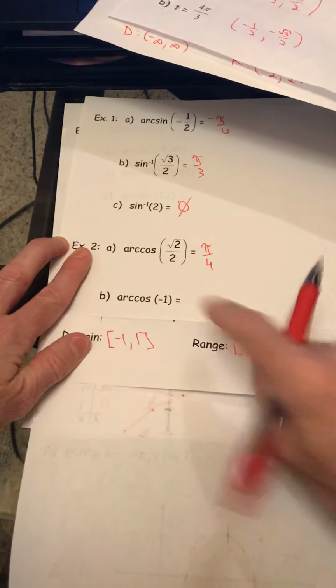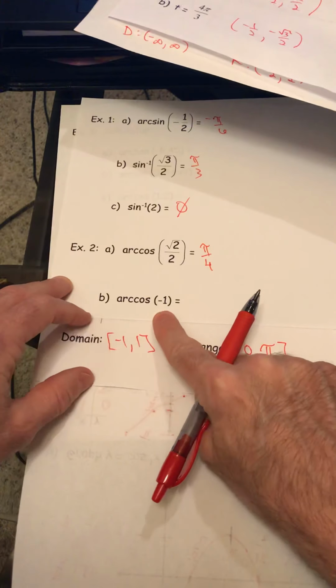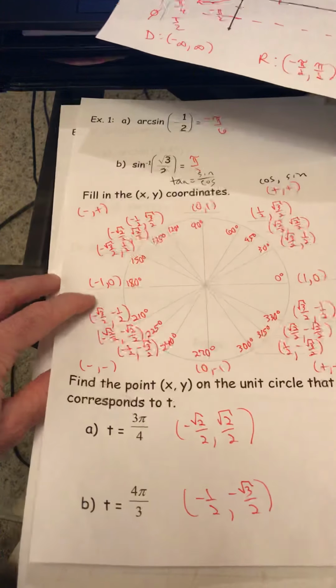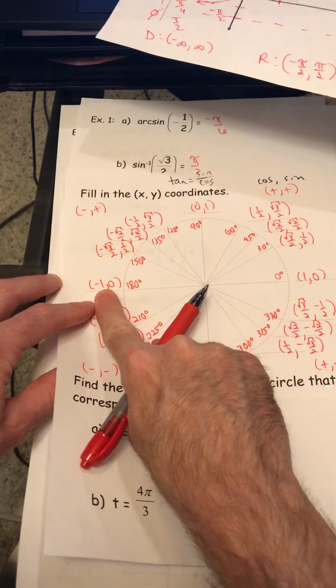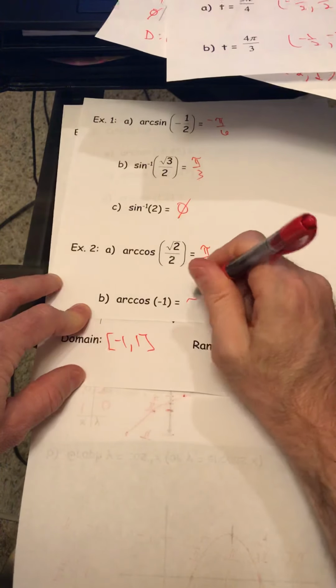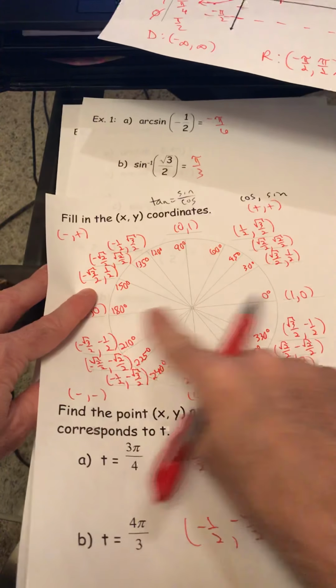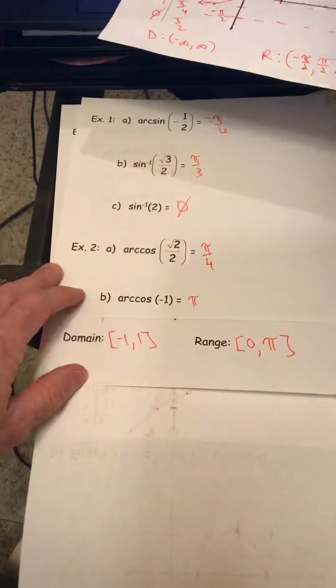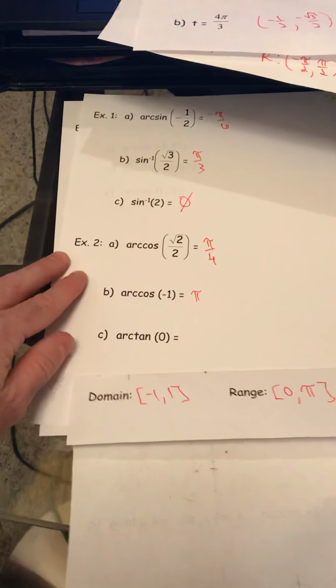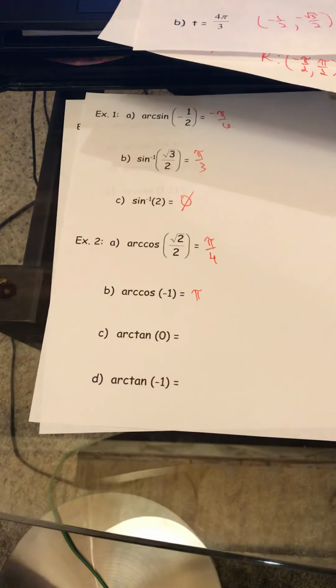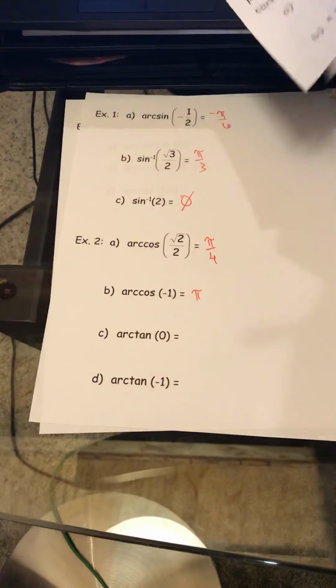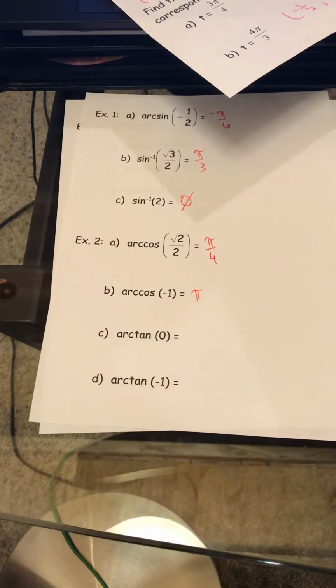Where does cosine, or arc cosine of negative 1, where is cosine negative 1? Only place is pi. When you have those quadrantal values, meaning on the axes, there is only one option. And then a couple of these with tangent. Let me grab the domain and range as well for tangent.